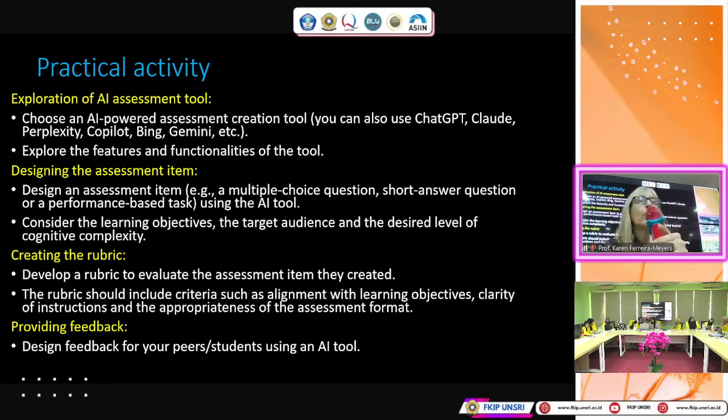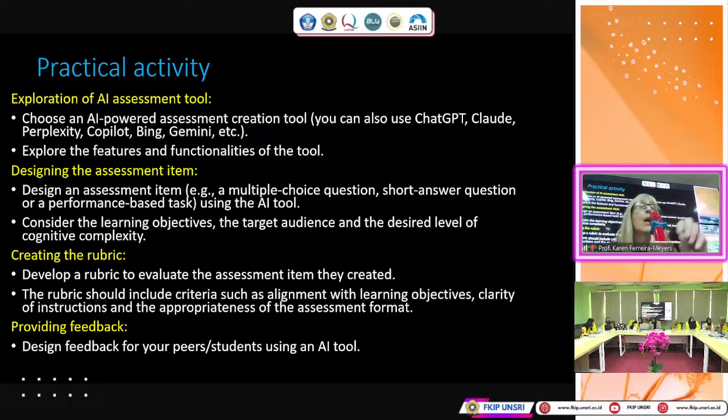So you're going to choose an AI-powered assessment tool. You can use a specific assessment tool, or you can use the general ones, like ChatGPT, Perplexity, Copilot, Claude, Bing, Gemini, etcetera. You will then explore what the features and the functionalities of the tool are.